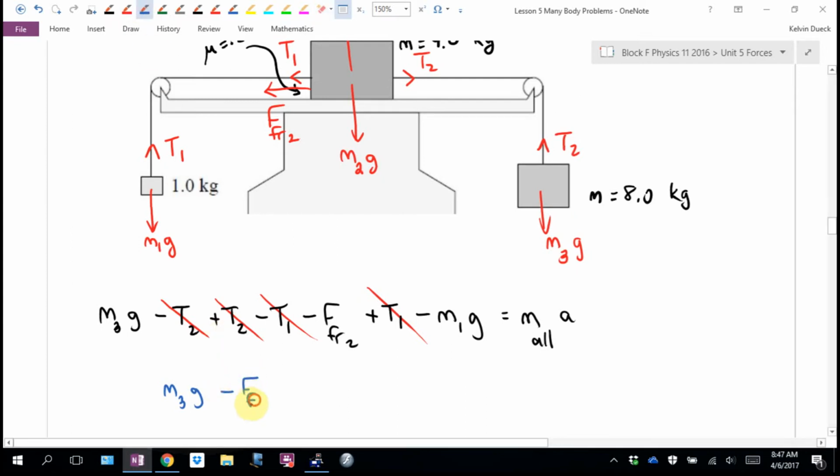Minus friction force number 2. Minus M1G, you said I'm going to divide that by the mass of all of them. I'm going to put the A right there. Okay?